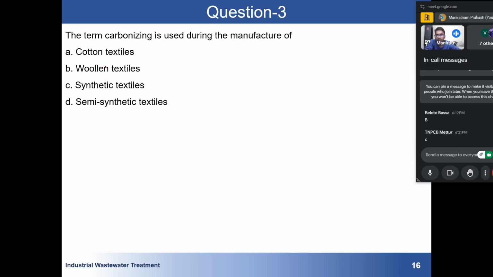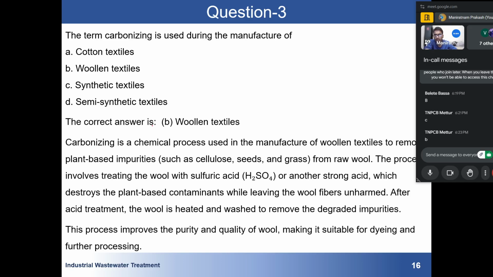Question number three. The term carbonizing is used during the manufacturing of... We got one answer, that is B, woolen textiles. Anyone else with any other answer? Yes, carbonizing is a chemical process used in manufacturing woolen textiles to remove plant-based impurities such as cellulose, seeds, and grass from the raw wool.